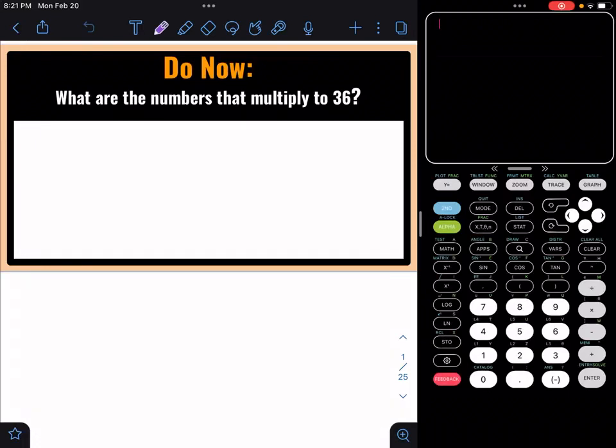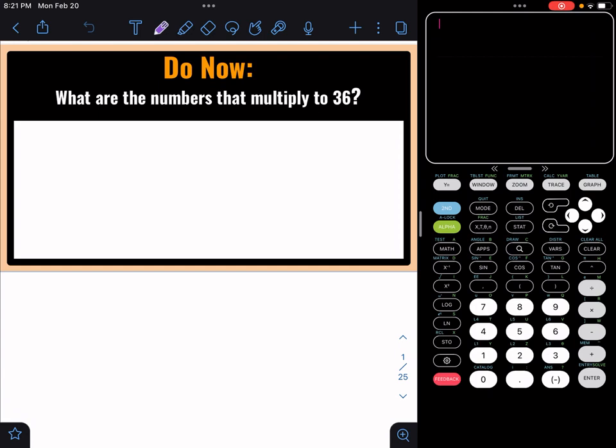Hello, today we are going to start Unit 7, which is the unit on factoring. And we are going to start off with learning how to find GCFs. This is something that we have learned previously before algebra, and we are going to relearn this skill now.